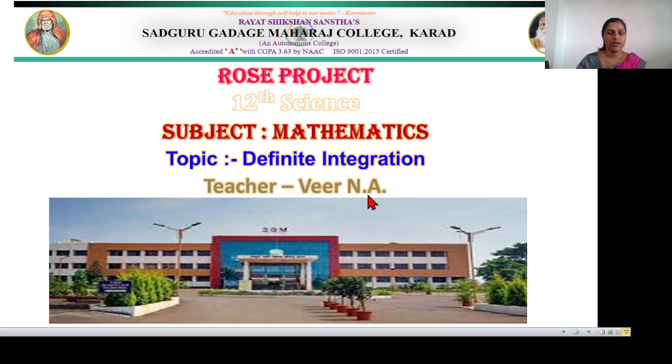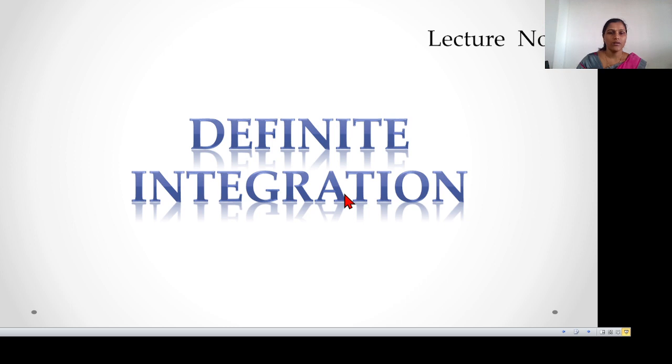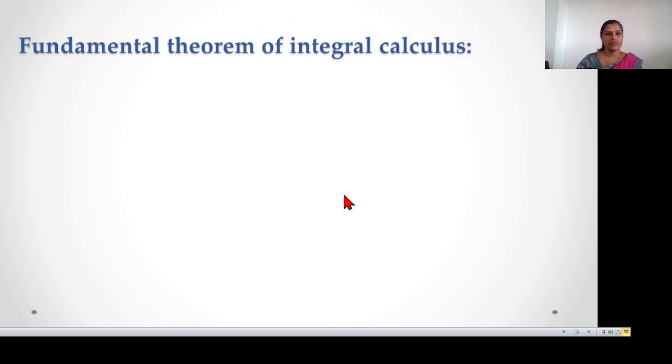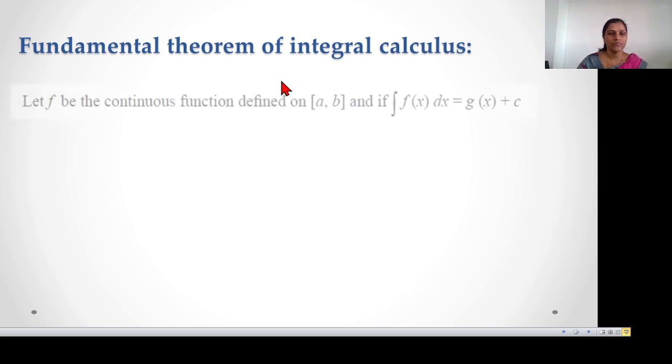Myself N.A. Veer, I am from SDM College Karad and my topic of presentation is definite integration. So this is my lecture number 2 and my topic of presentation is definite integration presented by N.A. Veer. In this lecture number 2, first we are going to see the fundamental theorem of integral calculus.